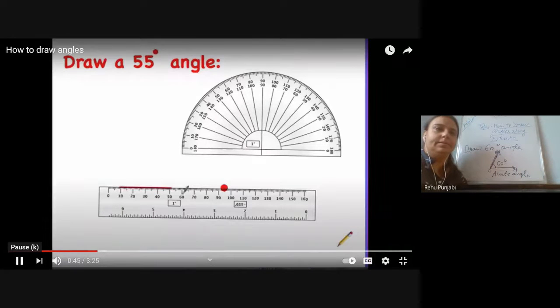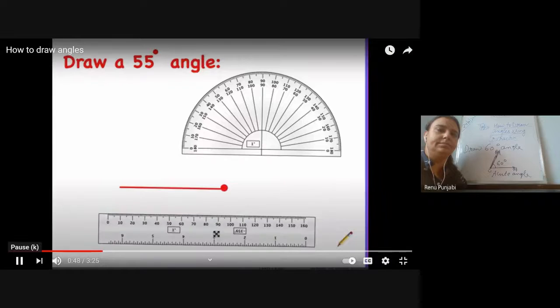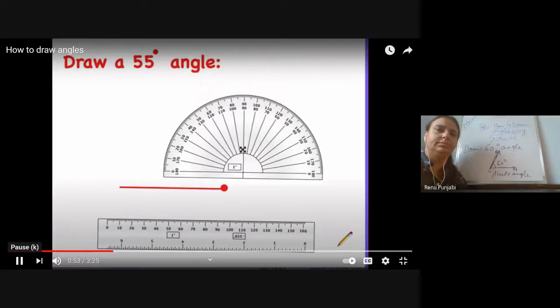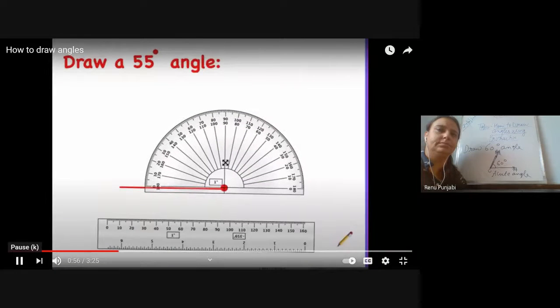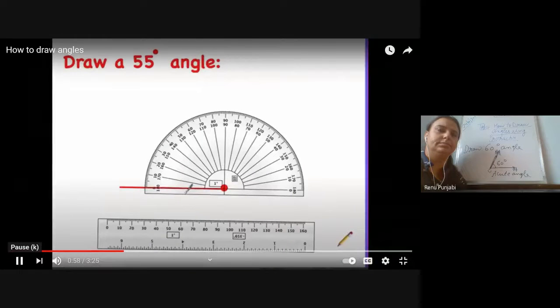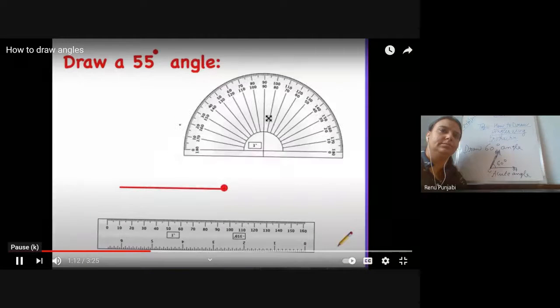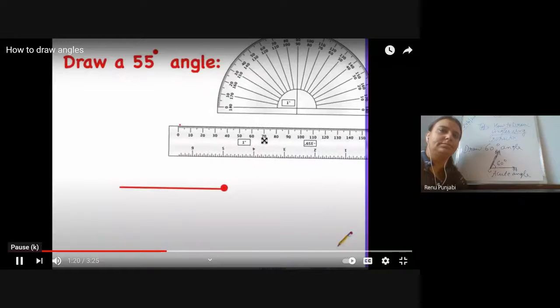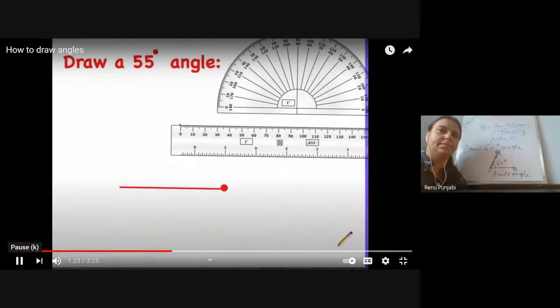That connects to that vertex. Then you can move your straight edge away, and now you put your protractor right on your vertex so that it's lined up with the baseline and is pointing to 0. 0 is on the outside numbers of this protractor, so I'll use those to count up to 55. On my protractor at 55, I'm going to draw a little dot. Then I'll move my protractor away, and I will line up my straight edge with that dot and connect it right to my vertex.